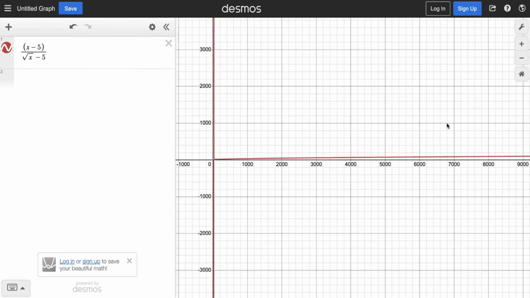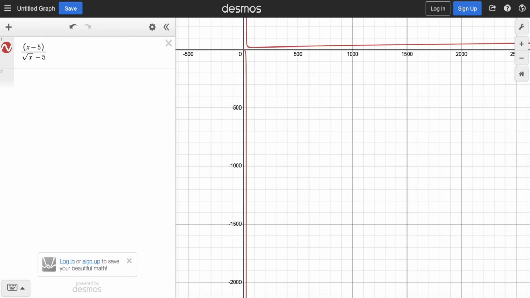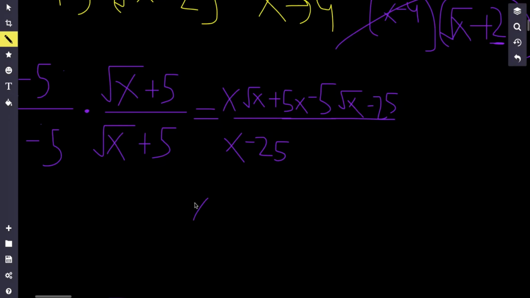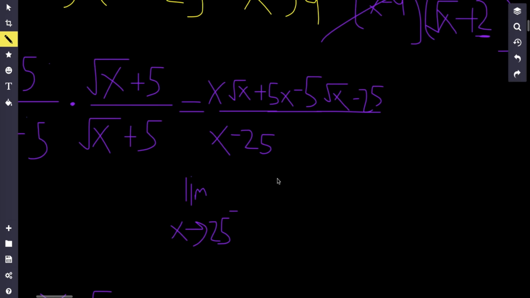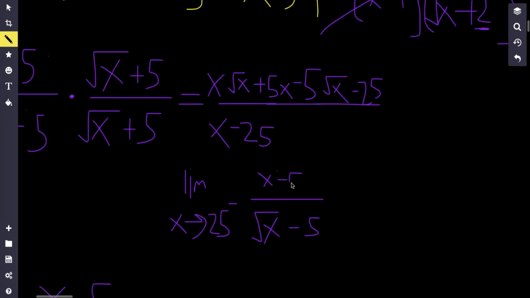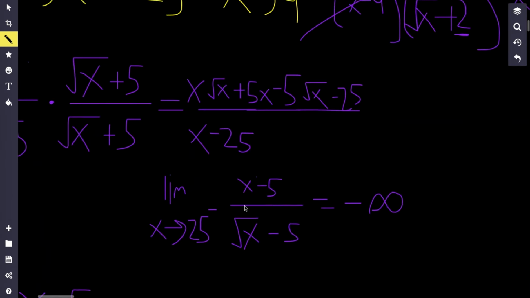So let me just write that down. The mathematical way you would write this is the limit as x approaches 25 from the negative side. So we're looking at this from the negative side, so kind of from left to right. That's what we did in the graph for this function, the square root of x minus 5 divided by x minus 25. The limit for this is going to be negative infinity. All right, so that's what we're basically saying here.